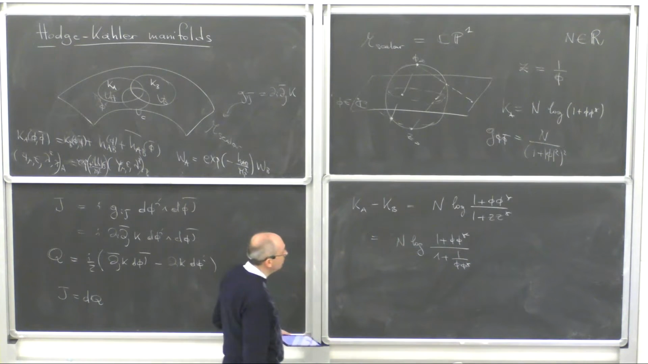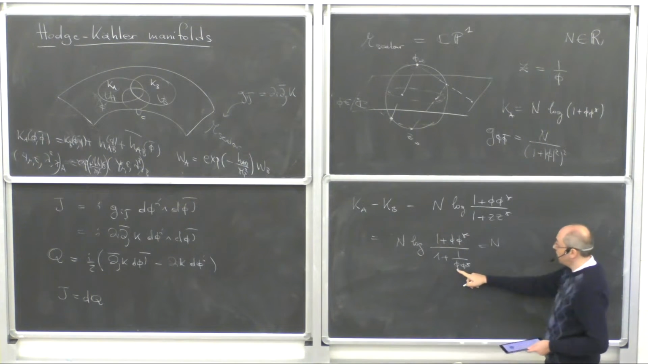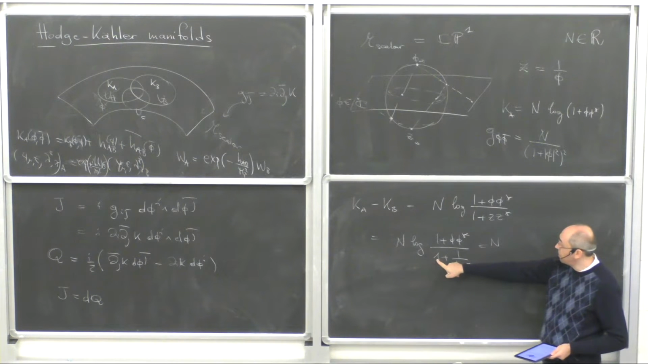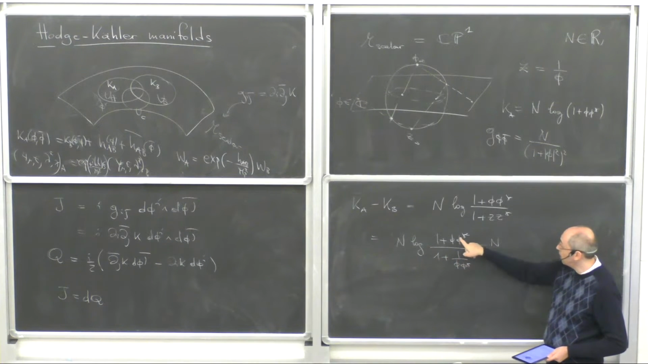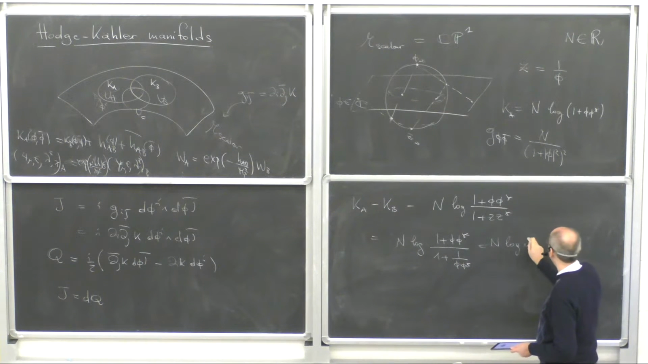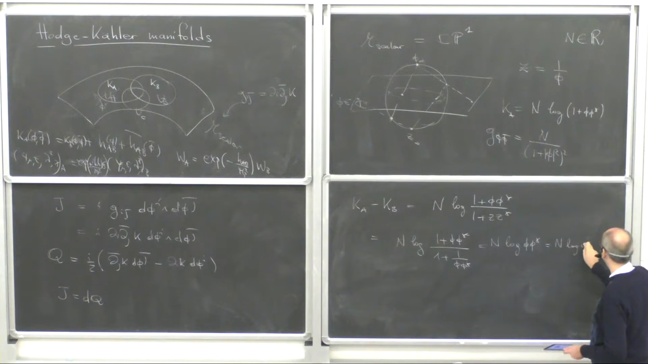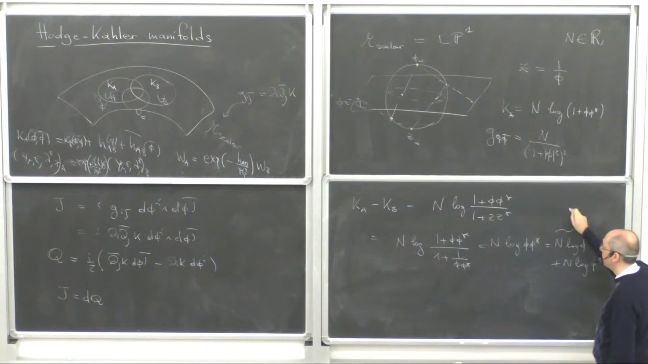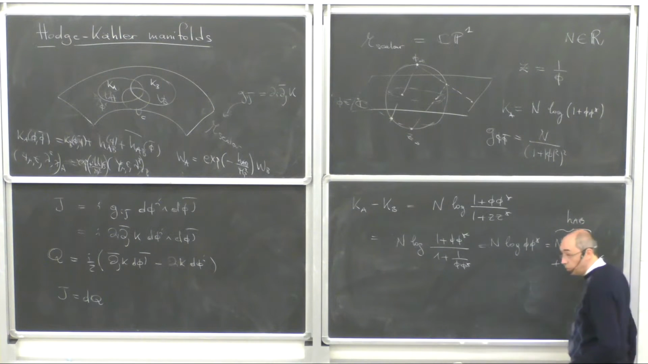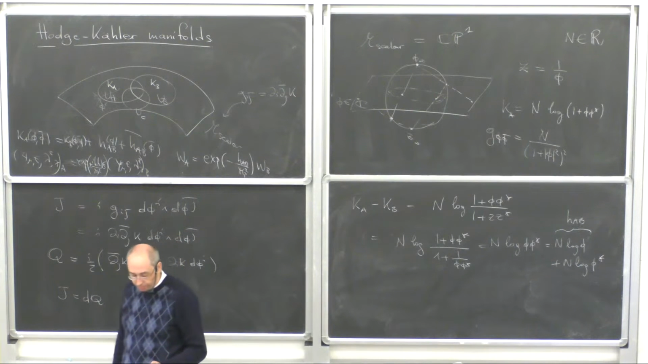And then you see right away what happens. If I multiply by phi star, I get phi star again plus 1, which goes away with that, and then I'm left just with the phi star that I have here. But log of phi star is n log of phi plus n log of phi star. So this is my transition function, which is holomorphic.